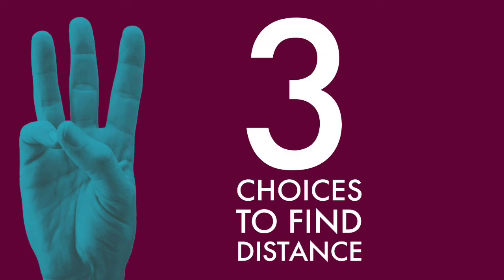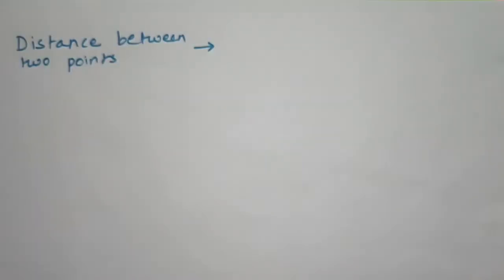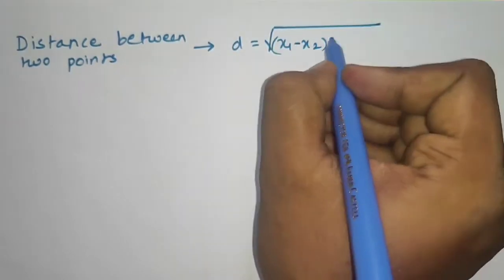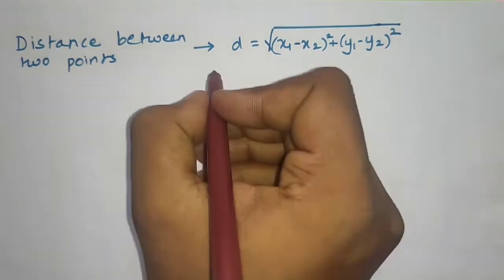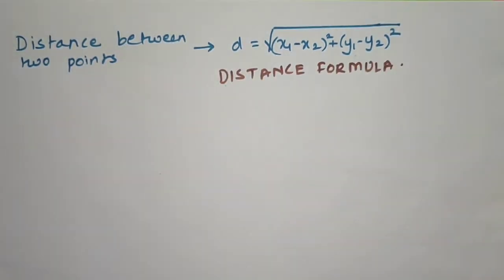Whenever in coordinate geometry, not just in locus students, but whenever in coordinate geometry you talk about distance, your mind should automatically say there are three choices to find distance. First one is the distance between 2 points. We use the formula d equal to under root of (x1 minus x2) the whole square plus (y1 minus y2) the whole square. We also call this the distance formula.